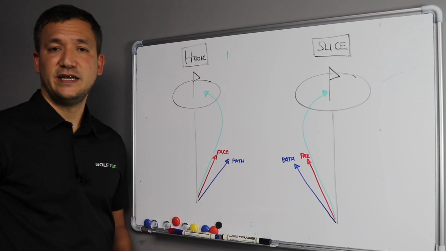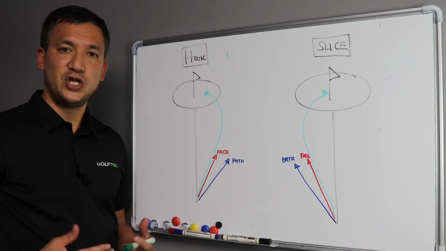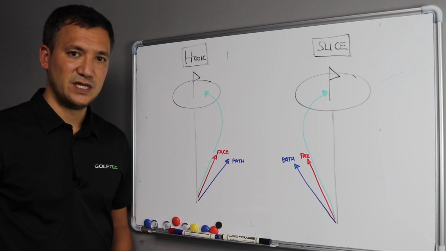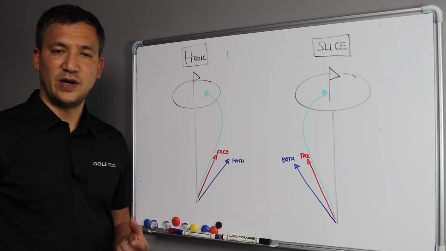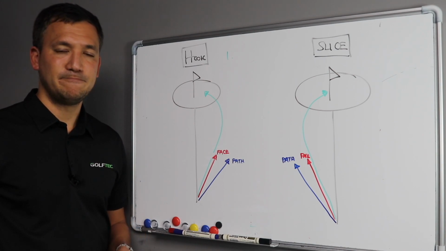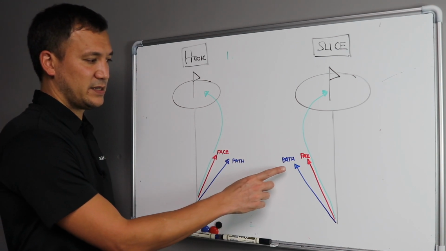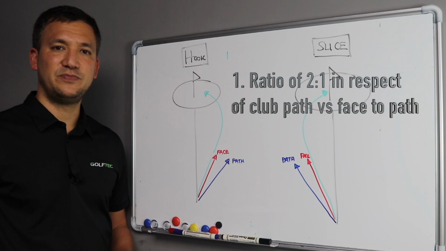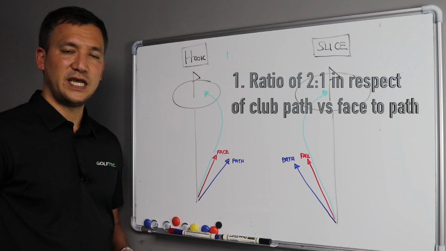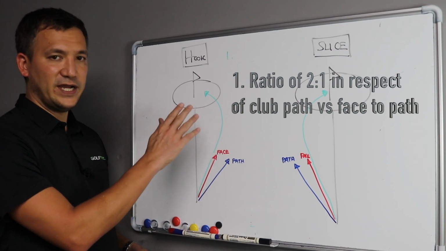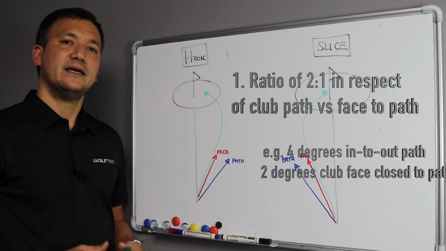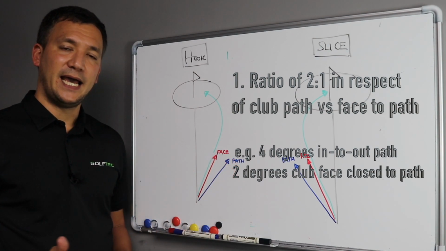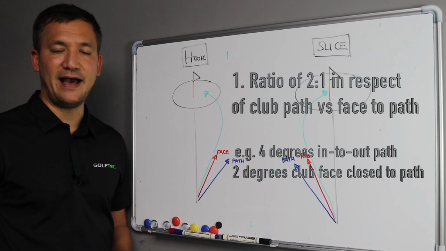Now it's perfectly fine to have a curve of the ball in your game. What the best players, however, are very good at is managing that curve. There are 2 things you should pay attention to when managing that curve. Firstly, the ratio between the club path and the face to path, in order for the ball to land on target, has to be approximately 2 to 1. So say you would like to draw your ball from right to left and for the ball to land on target, an example would be a club path of 4 degrees to the right and the club face being 2 degrees closed to that path.